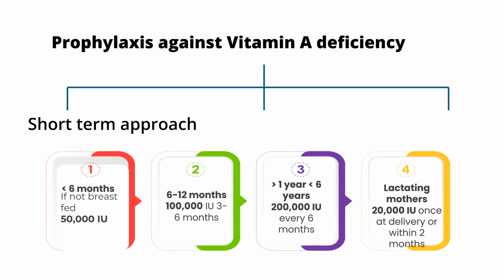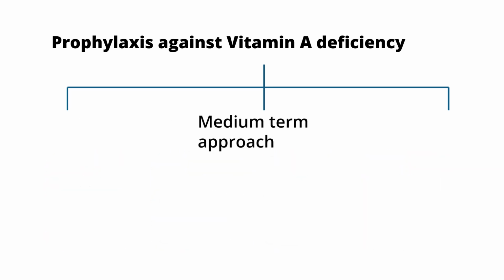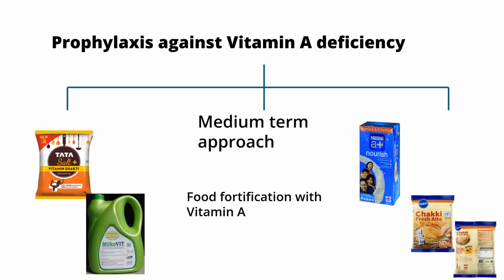This is the short term approach to prevent vitamin A deficiency in childhood and to prevent corneal blindness happening due to vitamin A deficiency. What is the medium term approach? Medium term approach is fortification of food with vitamin A. Either with salt, cooking oil, or milk, or even the atta, the wheat, that can also be fortified with vitamin A. This is the approach that the government has adopted to prevent vitamin A deficiency and corneal blindness due to that.